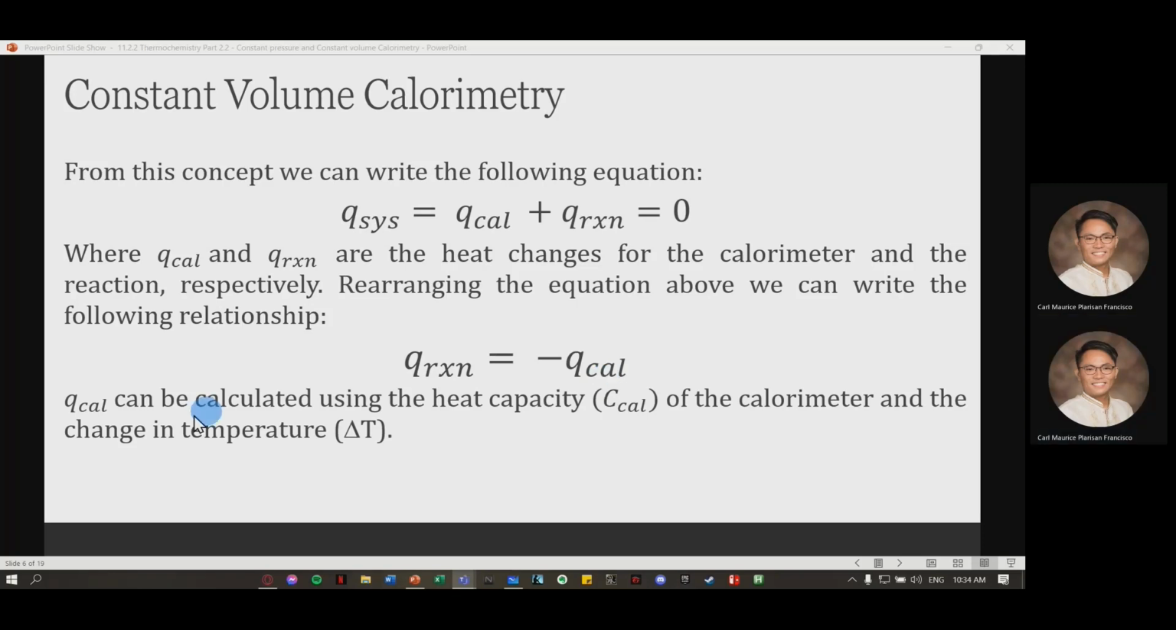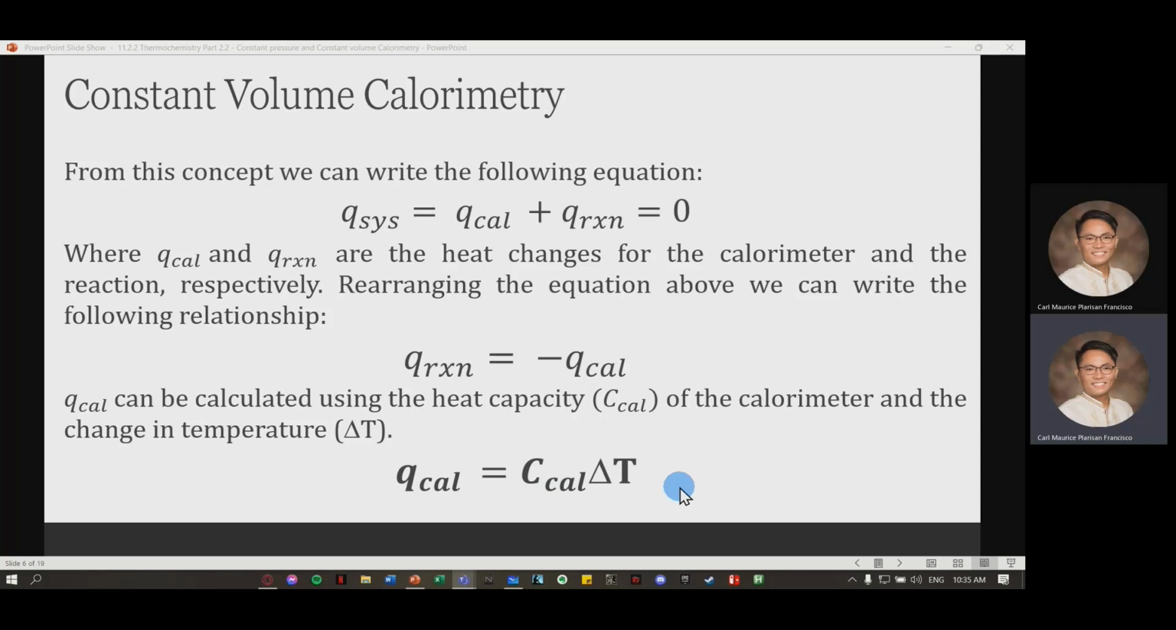Okay. Heat of calorimeter, Qcal, can be calculated using the heat capacity. Heat capacity is represented by capital letter C. Remember that one, capital letter C is the symbol. So Ccal means the heat capacity of the calorimeter, and with the change in temperature, Qcal can be calculated using heat capacity of calorimeter times change in temperature.